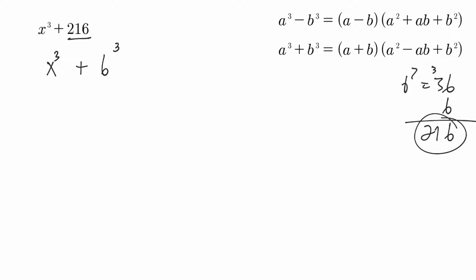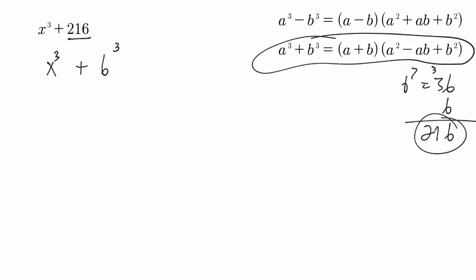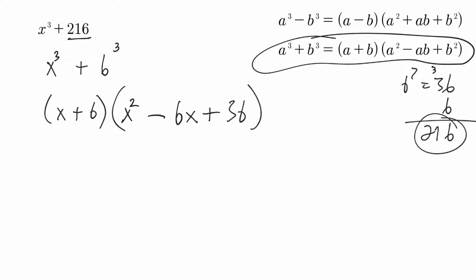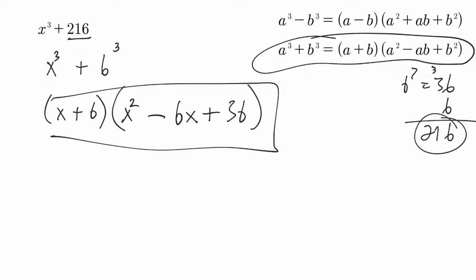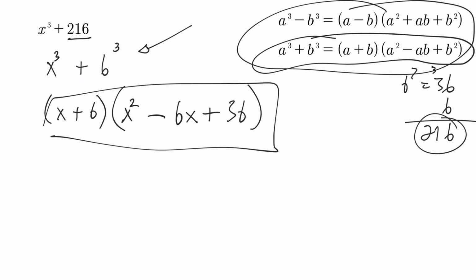And then we'll use the same idea, but this time, instead of the difference of cubes, we'll be using the sum of cubes. That guy right there. So it would be x plus 6, and then x squared minus 6 times x, which would be 6x, plus 6 squared, which is 36. Okay, so to factor any sum or difference of cubes, I use these formulas, and I'll give those to you on a test.